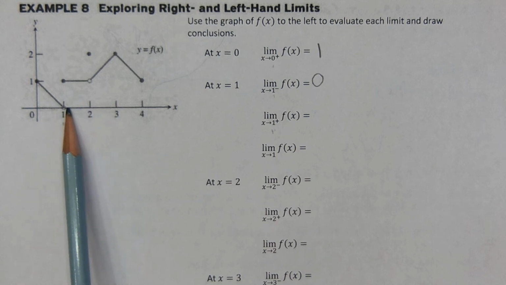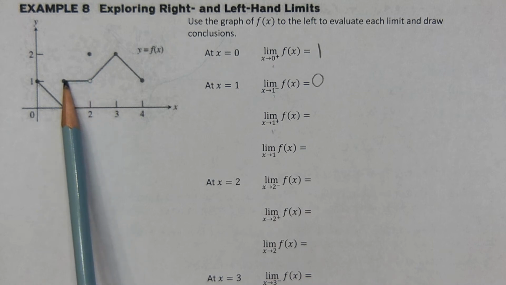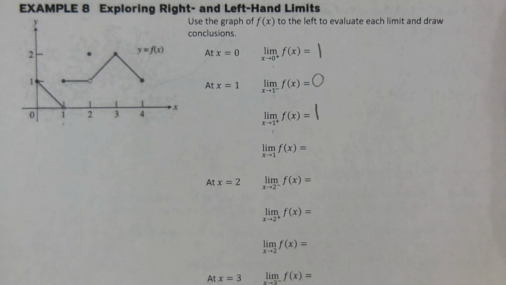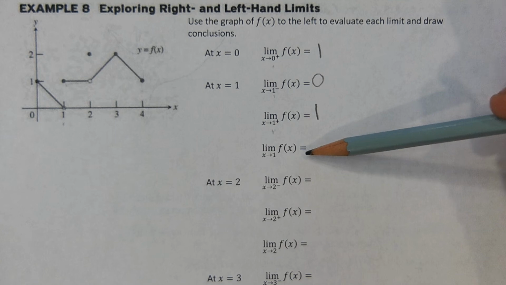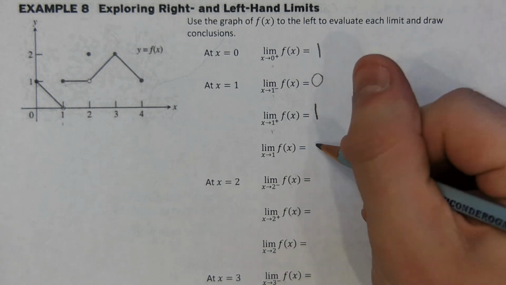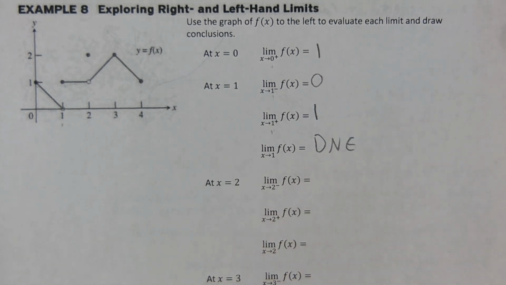While I'm doing this, your job is to be writing this curve approaching y value 1. So what is the limit as x approaches 1? Well, because you're forced to say from which side, you just go ahead and say does not exist, because the left-hand limit and the right-hand limit are not equal.